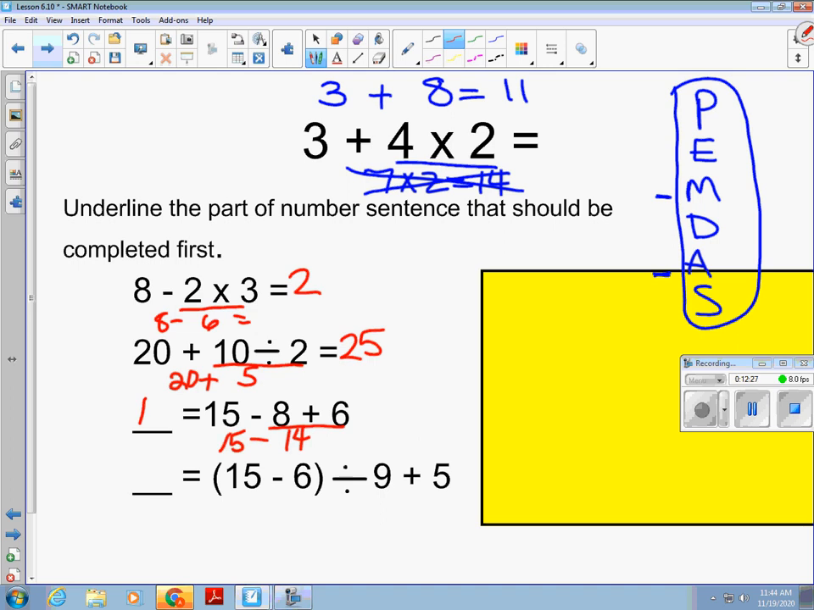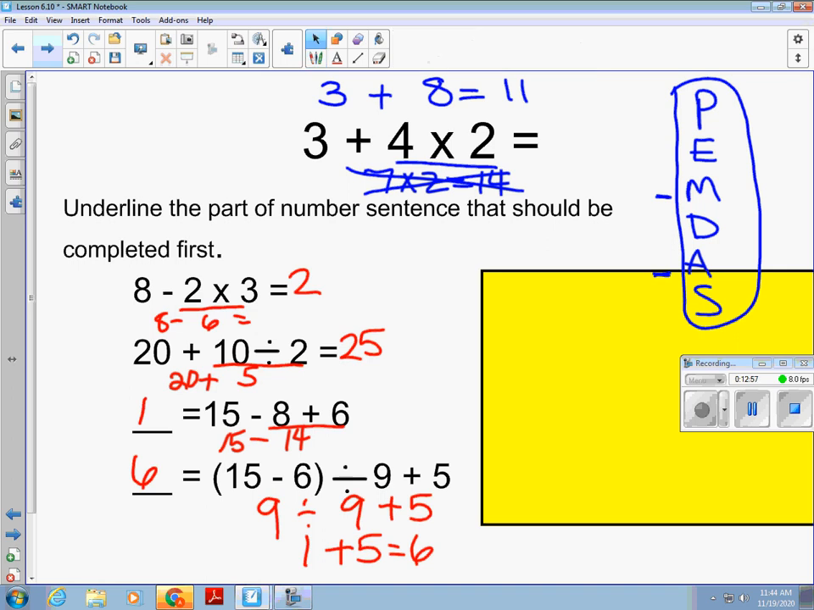And then my last one, notice I have parentheses first, and it doesn't matter what's in those parentheses. If you see parentheses, they come first. So 15 minus 6 equals 9, and 9 divided by 9 plus 5. Well, 9 divided by 9 is 1, and 1 plus 5 would then equal 6. Remember, this is where I said you could have multiple other steps after you see the parentheses. All right, good job.